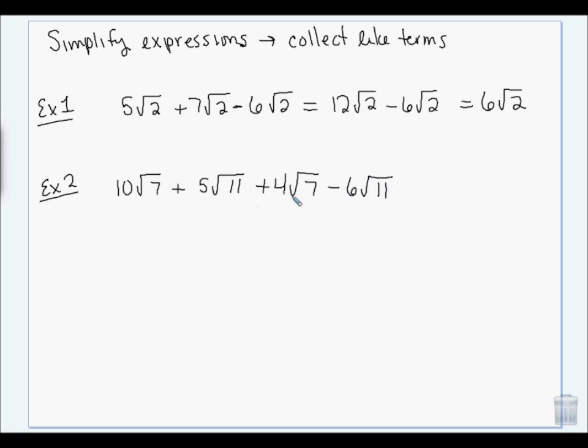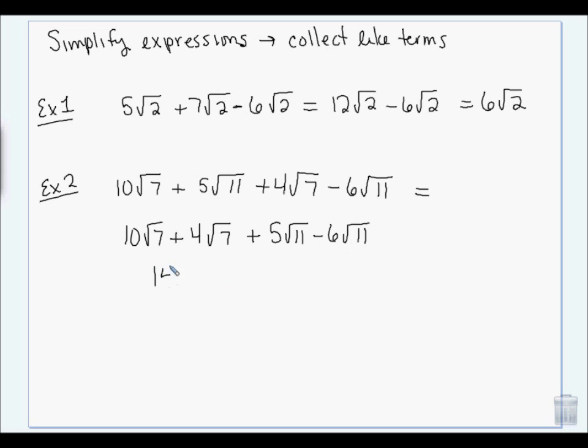Okay, here I have 10 times the square root of 7 plus 5 times the square root of 11 plus 4 times the square root of 7 minus 6 times the square root of 11. I have 7s and I have 11s. I can only combine the likes. So I'm going to rewrite them next to each other. You don't have to do that, but some people find that easier.